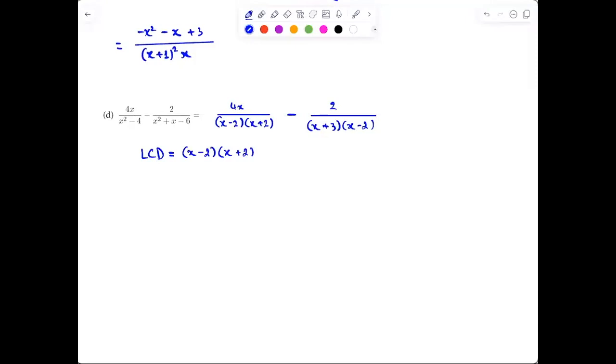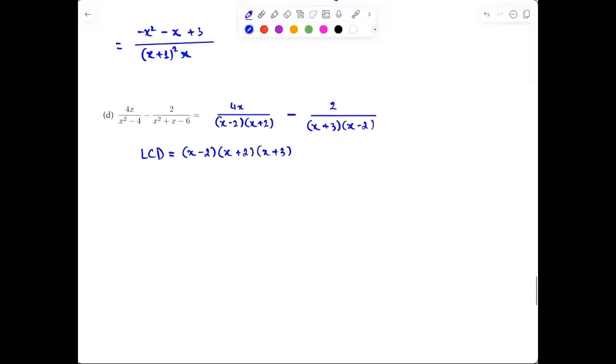All right. So we're done with the first term. We move on to the second. All right, so you have x plus 3, put that into the LCD, and then x minus 2, but we already got x minus 2. So that is our LCD. Cool.